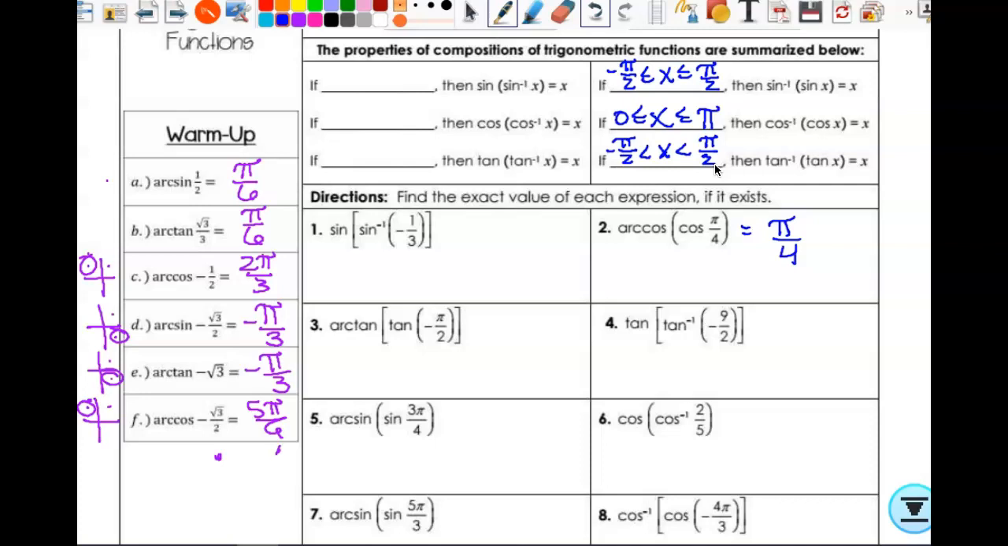Here, if I didn't know the rules, or if I wasn't really thinking about it having to be between 0 and pi, I could still reason my way through it, because the cosine of pi fourths is the square root of 2 over 2, and the cosine inverse of the square root of 2 over 2 is pi fourths. Like, I could still get there.